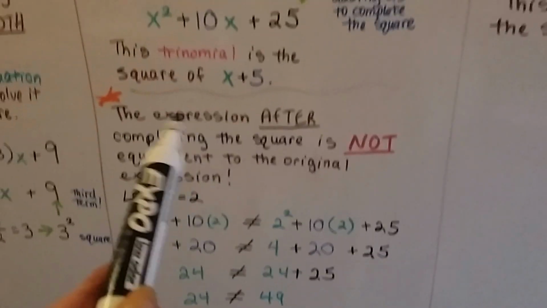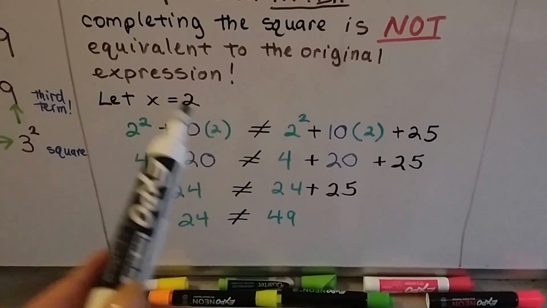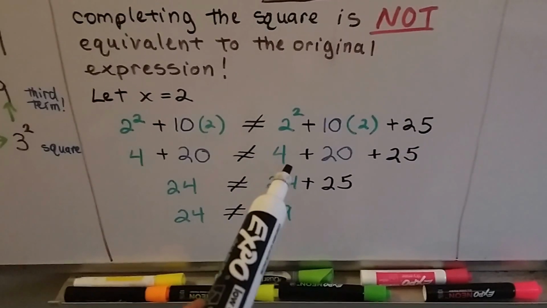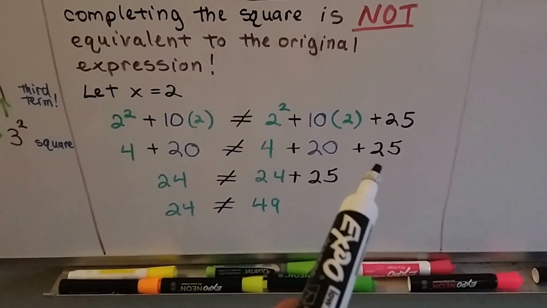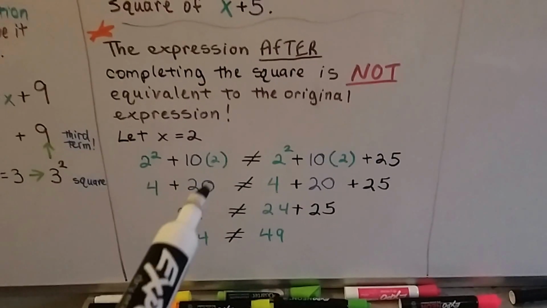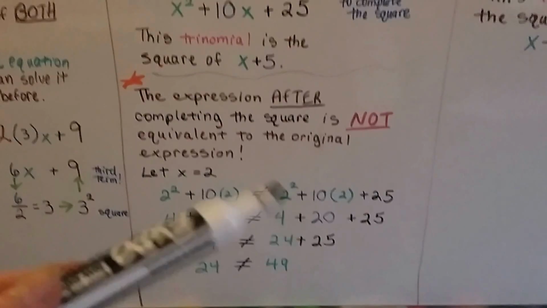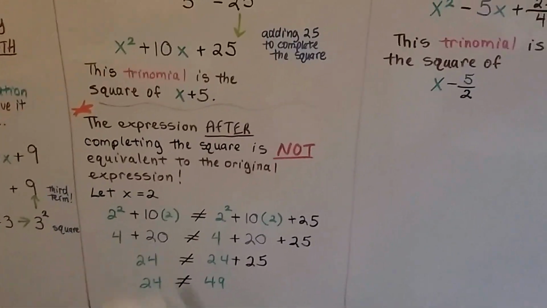But look at our trinomial, x squared plus 10x plus 25. Let's plug 2 in for x. 2 times 2 is 4. 10 times 2 is 20. But we have our plus 25 here, see? And that would be 49. So don't make the mistake of thinking that they're equivalent before and after we did the completing the square, okay? They're two completely different expressions, all right?